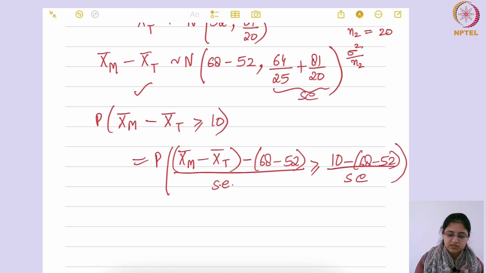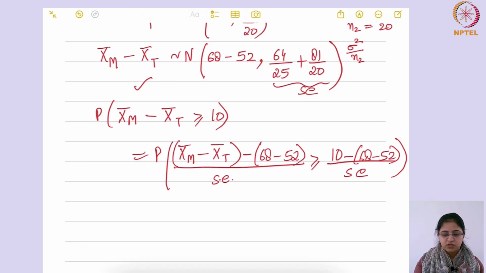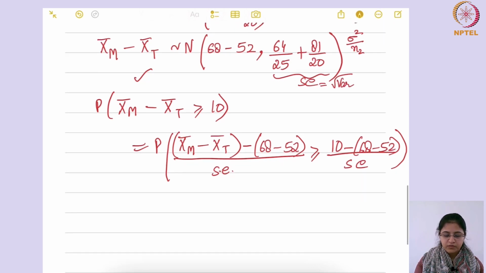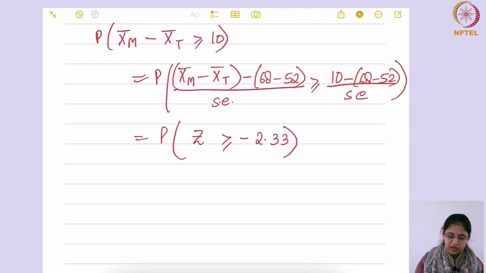The standard error is basically the standard deviation of the sampling distribution. This term is basically the variance, so the standard error would be the square root of this variance term. This over here is basically your z, the standard normal variate, and if you simplify this, it comes out as negative, some value around 2.33. You can look at the standard normal table and it comes out approximately 0.91.